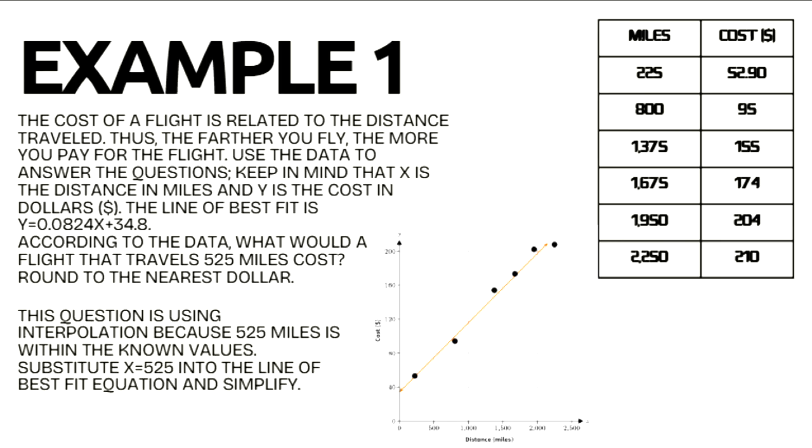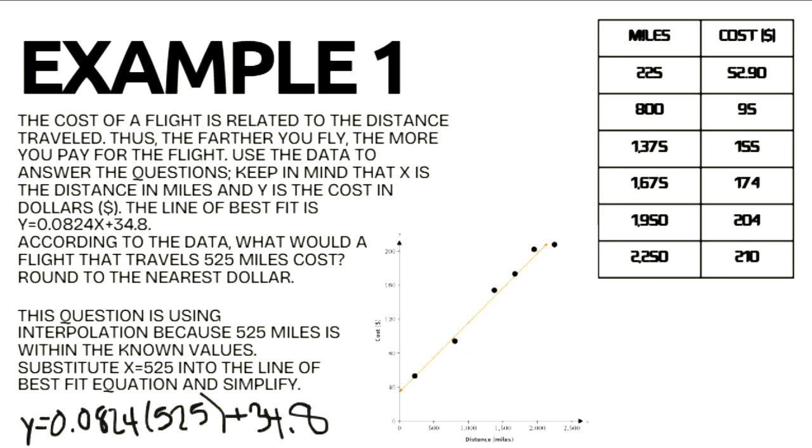So in order to solve this, first we're going to see if it's an interpolation or an extrapolation. This is an interpolation because 525 miles is within the known values. It's higher than this value and lower than that one, so it's interpolation. It's inside our table of values. Okay. Substitute x equals 525, because that's what it's asking us, into the line of best fit equation and simplify. So we have y is equal to 0.0824 times x, which in this case is 525, plus 34.8.